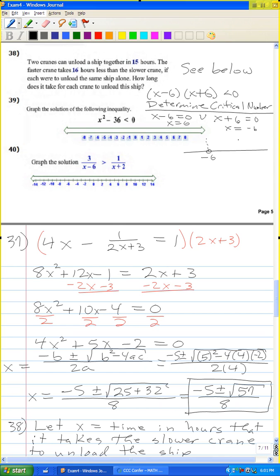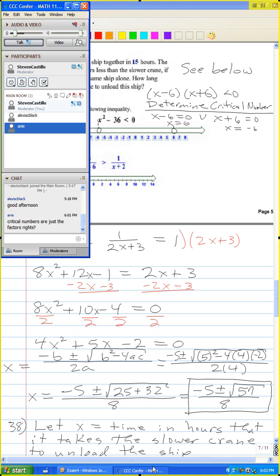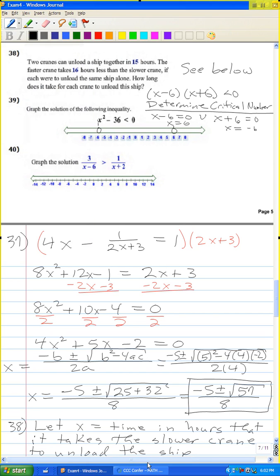Negative 6. Positive 6. Question. Yeah, the critical numbers are just the factors of the standard form, of the left-hand side of the standard form. Okay, so pick a number between negative 6 and 6, let's say 0.